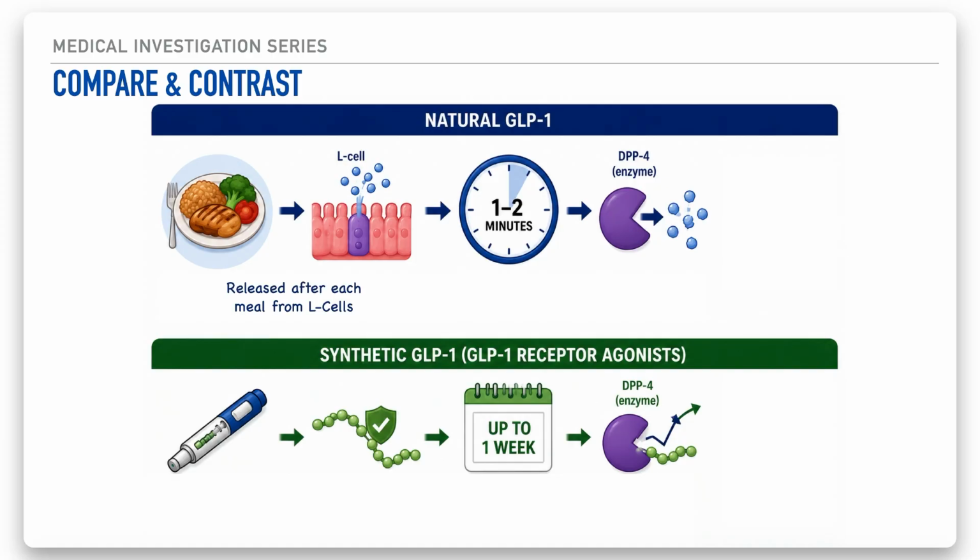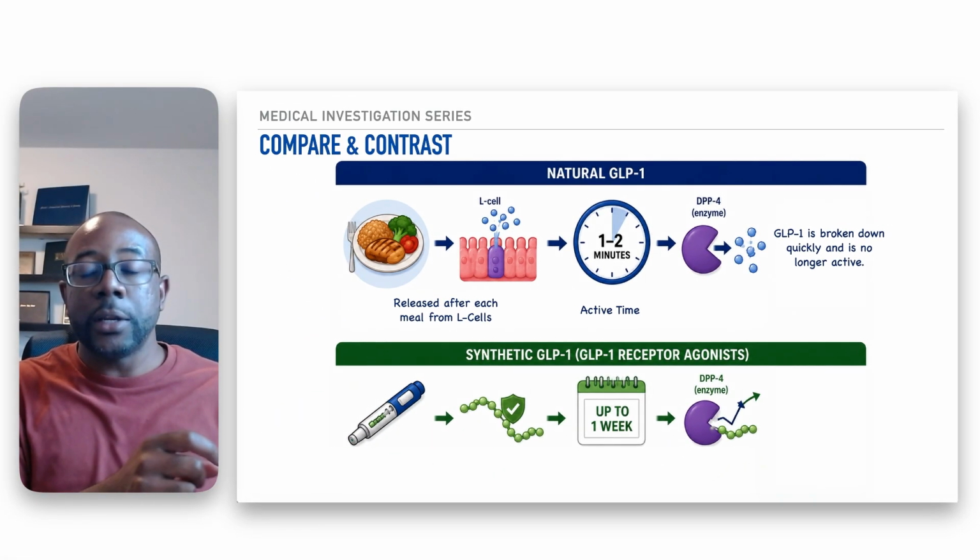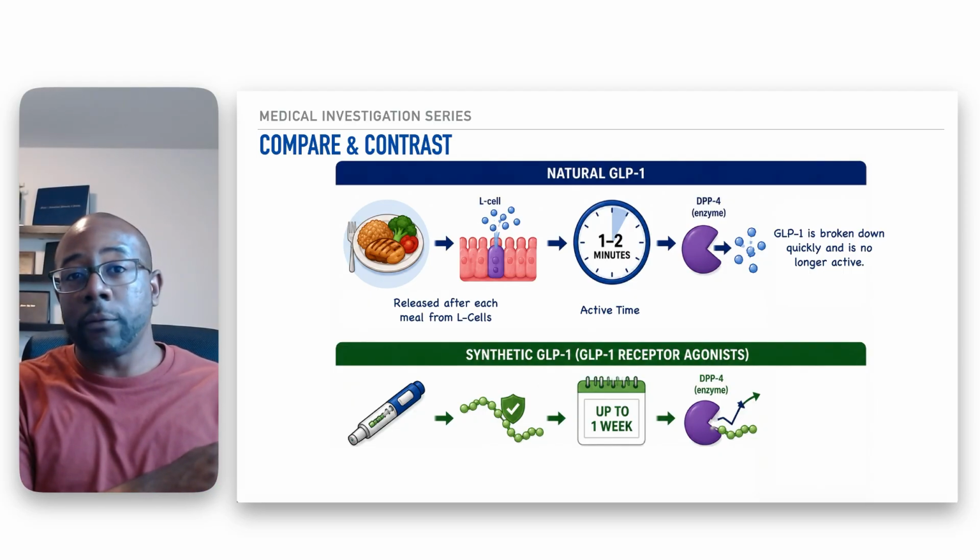And remember, we said specifically that they're released from what we call the L cells. But it only remains active for about 1 to 2 minutes before an enzyme called DPP-4, which stands for dipeptidyl peptidase 4, rapidly breaks it down. And after DPP-4 breaks down GLP-1, of course, GLP-1 is no longer active. And this is a good thing because it helps our body secrete just the right amount of insulin so that the signal doesn't stay on for too long.